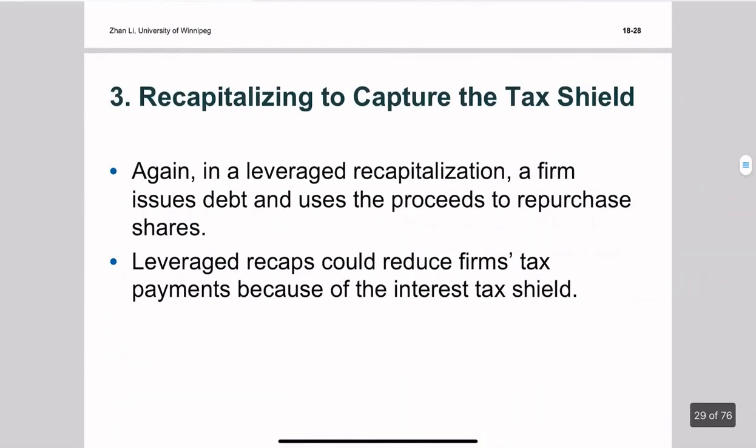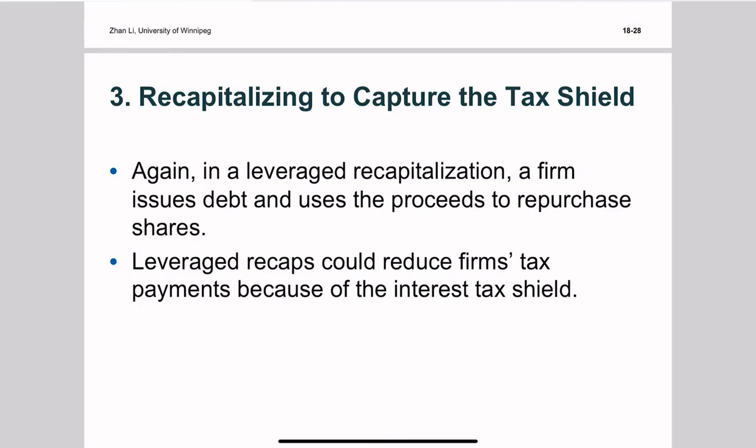Now let's look at a very interesting example. Again, it's this recapitalization, right? So it's again about the leverage recap. Remember that we have discussed the leverage recap in the last chapter when we were discussing the MM theorem without tax. And we know that in that case, we learned leverage recap does not create value, and the firm's stock price would stay the same, right, after the leverage recap.